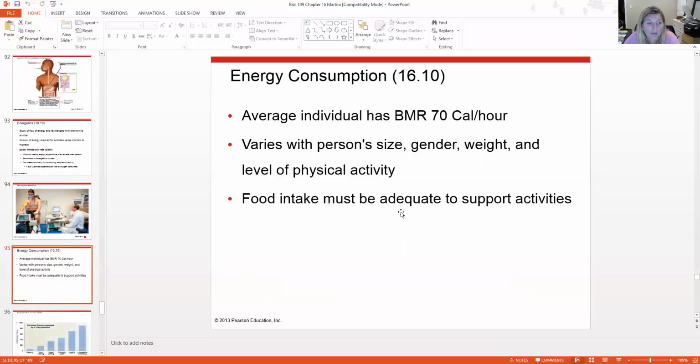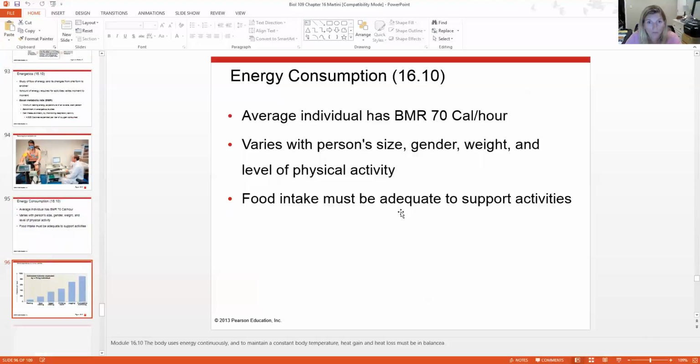You can do the same thing you did with BMI. Just Google BMR calculator, and you'll calculate your basal metabolic rate. The average individual has a BMR of around 70 calories per hour. It varies with your size, your gender, your weight, and how much physical activity you partake in on a daily basis. But your food intake has to equal that number, or else you're going to be either undernourished or overnourished.